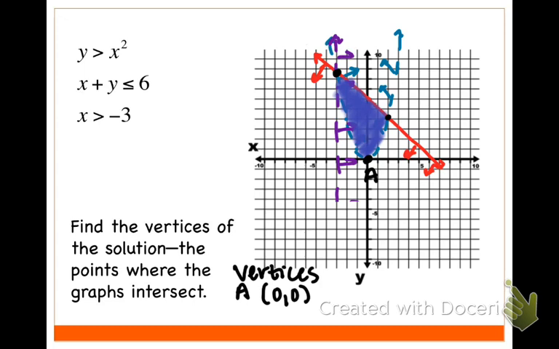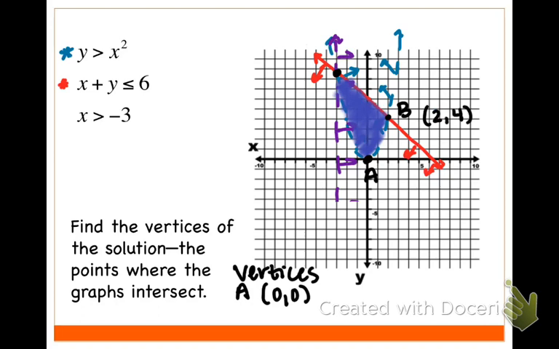My other one, B here, is where the first line, the red line, and that parabola intersect: x plus y less than or equal to 6, and y greater than x squared. Those two intersect, and I can use the graph to help, but I do want to verify that the point I pick off my graph actually works for both equations. My thought is that this point B is at the point 2, 4, but I do want to quick check that.